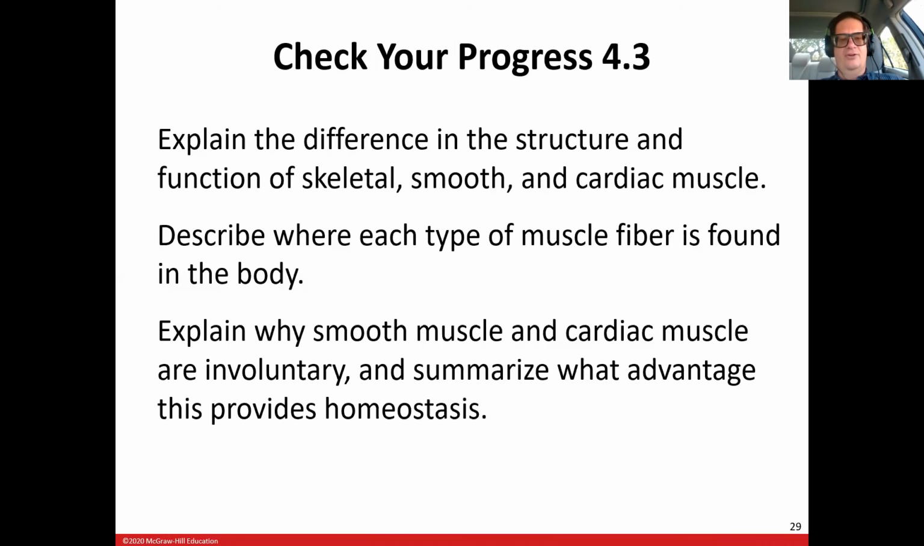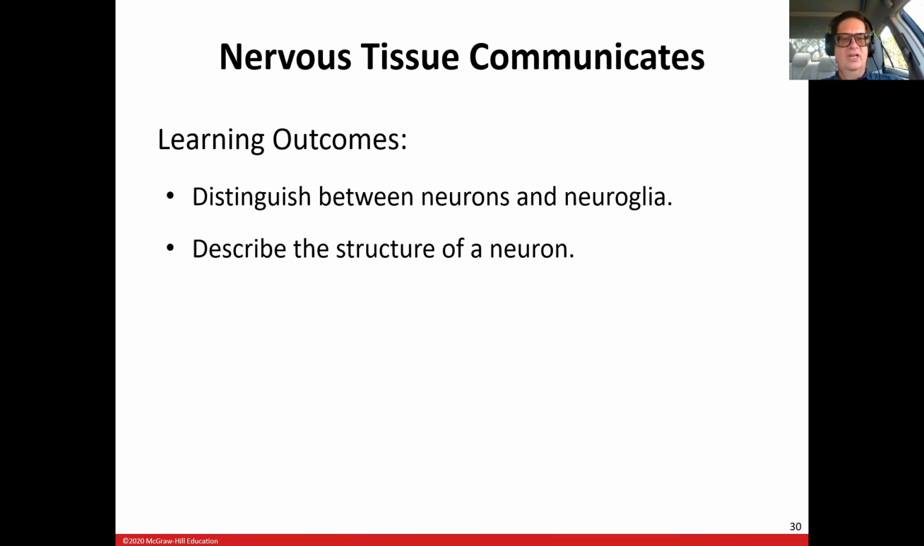Hey, we're back. Okay, let's move on. So nervous tissue, it says it's tissue that communicates between different parts of the body. Totally true. We are supposed to distinguish between neurons and neuroglia. Neurons are the cells that send signals down through the nerve. Neuroglia are their support cells.